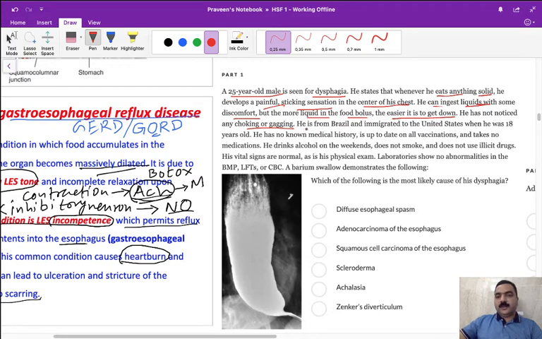He is from Brazil and immigrated to the United States when he was 18 years old. He has no non-medical history, is up to date on all vaccinations and takes no medications. He drinks alcohol on the weekends, does not smoke and does not use illicit drugs. His vitals are normal as is his physical exam. Laboratory shows no abnormalities in the BMP, LFTs (liver function tests) and CBC, the complete blood count.